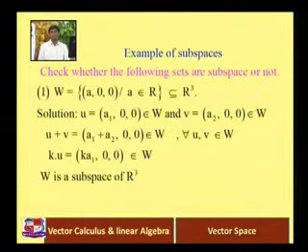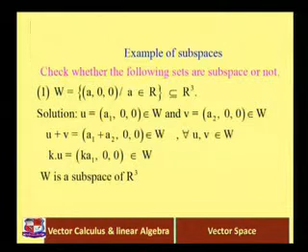Solution: we take any two elements from the set and check that the addition of those two elements is in the set W. And for scalar multiplication, starting with any real number k and u belonging to W, we have to prove that k into u also belongs to W. If these two conditions are satisfied, then we can say that the given set is a subspace of a vector space V.